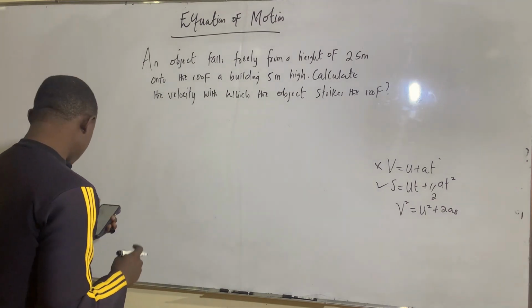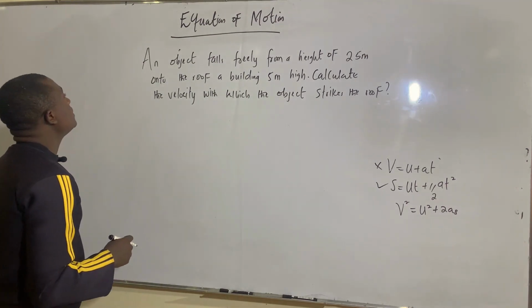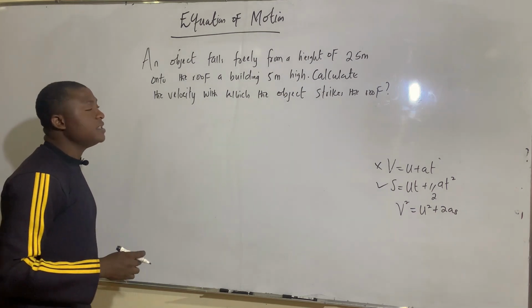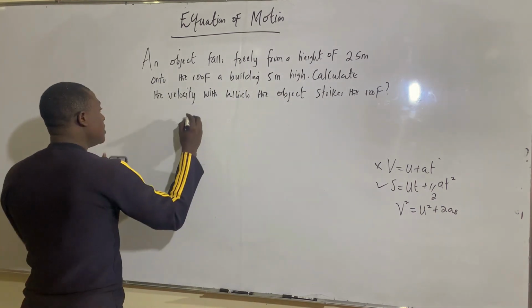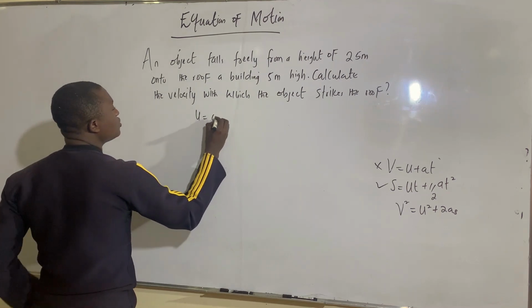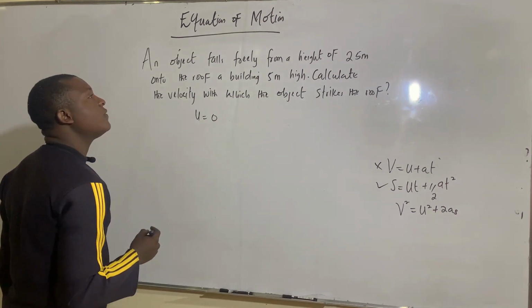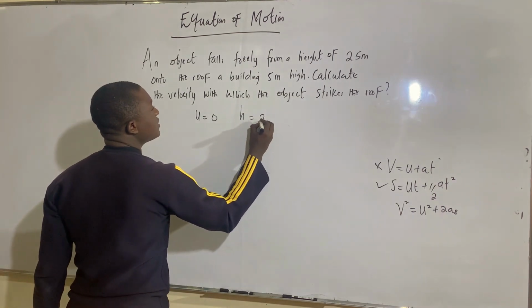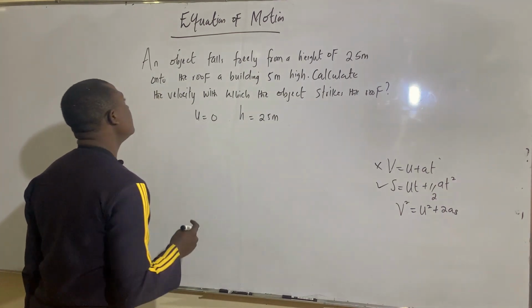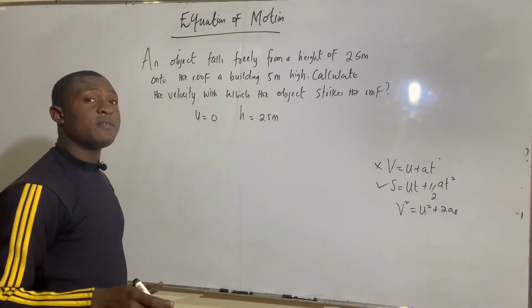So now let's look at this one as well. They said an object falls freely, so that's just like coming from rest. At that point, we know normally we are going to have our u to be 0, from a height of 25 meter. So our height is 25 meter onto the roof of a building which is 5 meter high.